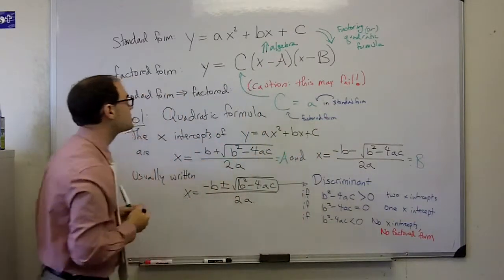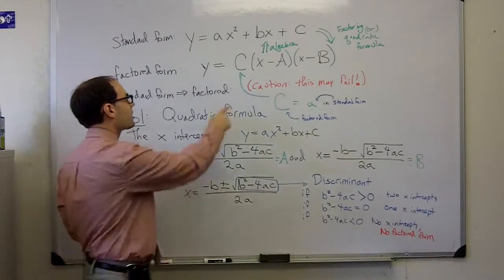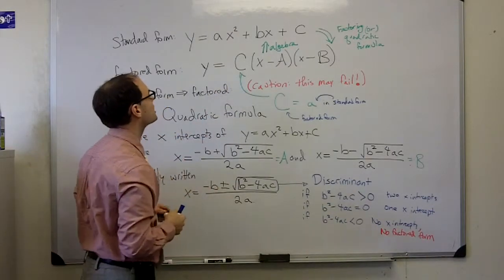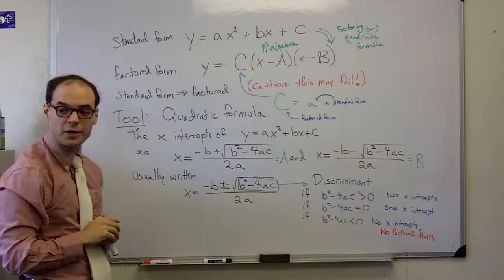So you just put all these pieces together. You find A and B using the quadratic formula, and the leading coefficient, the thing sticking out in front, is just the thing on the x squared.